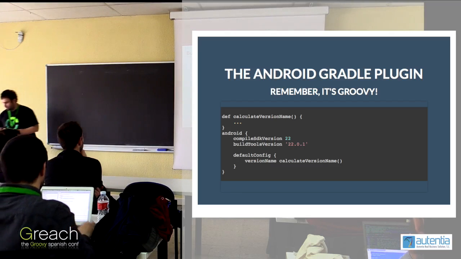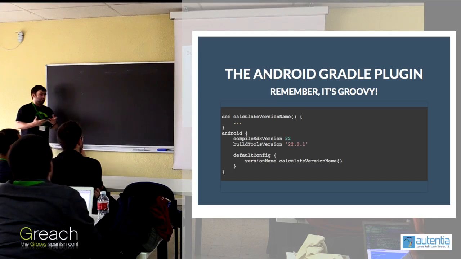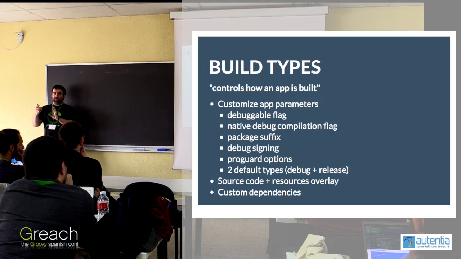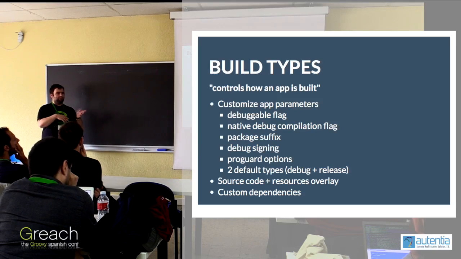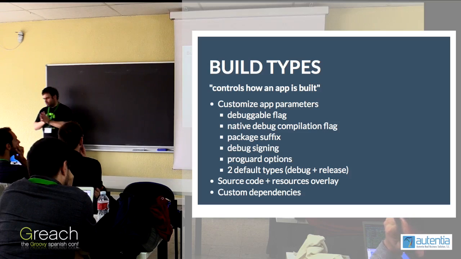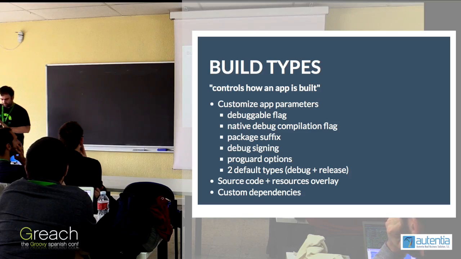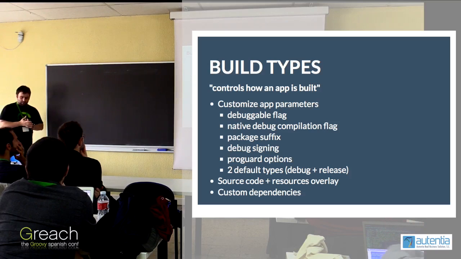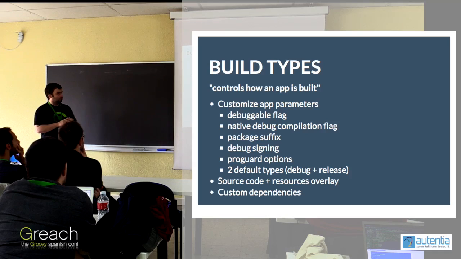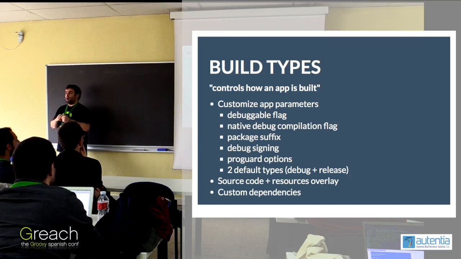So that's basically so far so simple. You apply a plugin, you configure the required things, and you have some optional things you can configure. But one big new concept in the Android build system is build types. Build types generally control how an app is built.